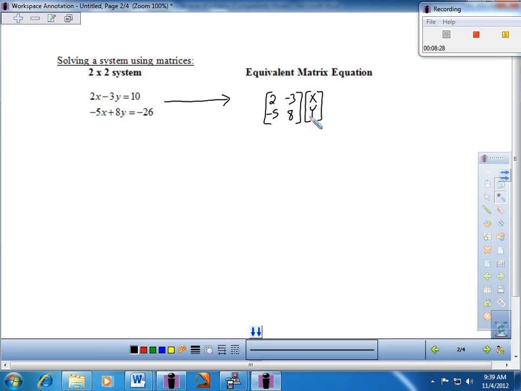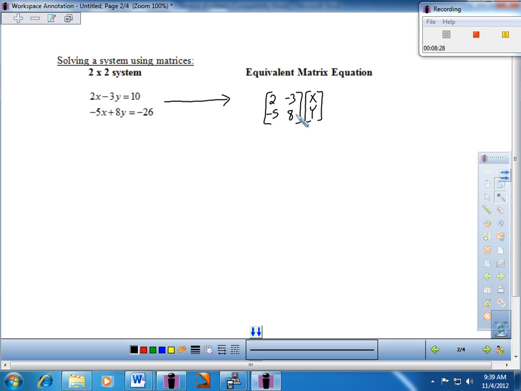What if I asked you to multiply those two matrices together? Think back to yesterday's lesson where you would go across the left matrix, so top row on the left matrix, and match them up with the column in the right. And you see I'd get a 2x plus a -3y. And then you would repeat for the bottom row.